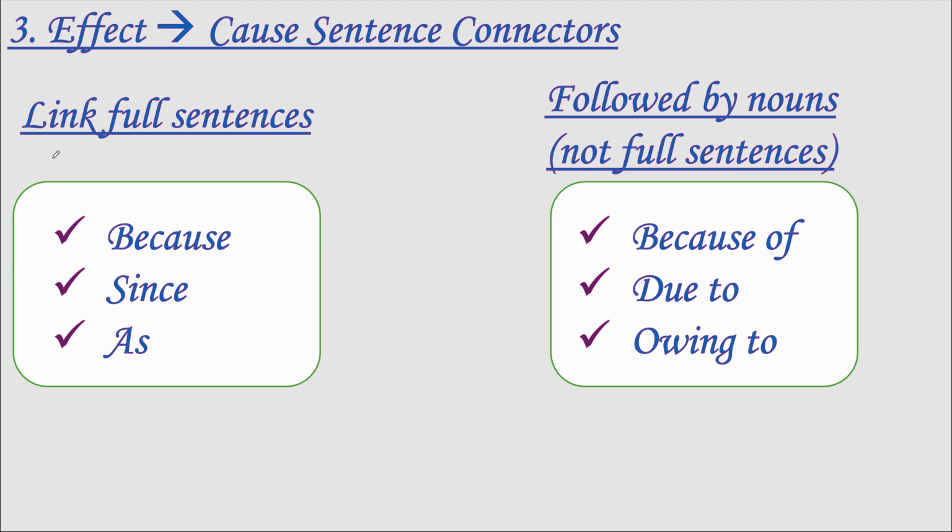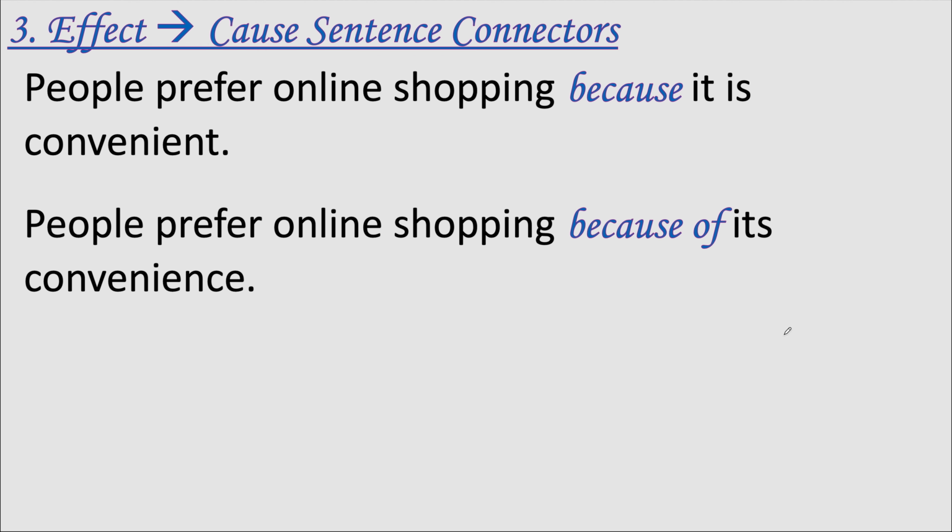Now, let's compare sentence connectors. All of these show cause and effect, but the structure is different. Because, since, and as link two full sentences. Because of, due to, and owing to are followed by a noun or noun phrase. We can see the difference clearly in these examples. Both the sentences mean the same thing, but the grammar is different. Make sure you match the structure to the right connector.